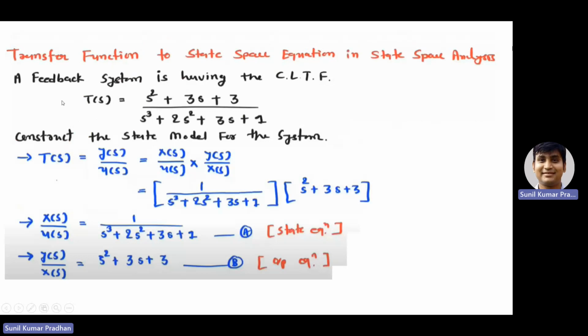How to do it? Let's consider the transfer function, which we can divide into two parts. So this is Y of s divided by U of s. So we multiply X of s in the numerator and denominator. So U of s equals X of s times 1 divided by s cube plus 2s square plus 3s plus 1. This is your equation number A, so that will determine the state equation. And Y of s equals X of s times s square plus 3s plus 3. Let's consider this is your B equation, that is your output equation.